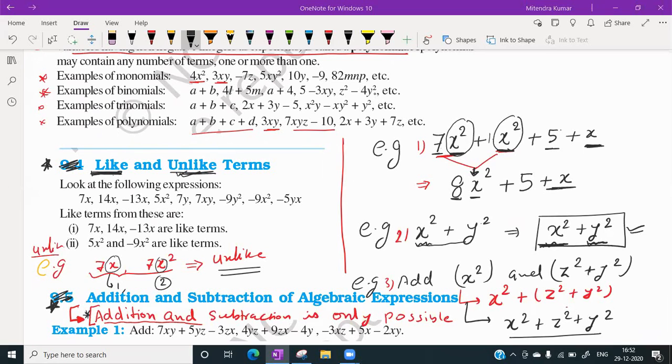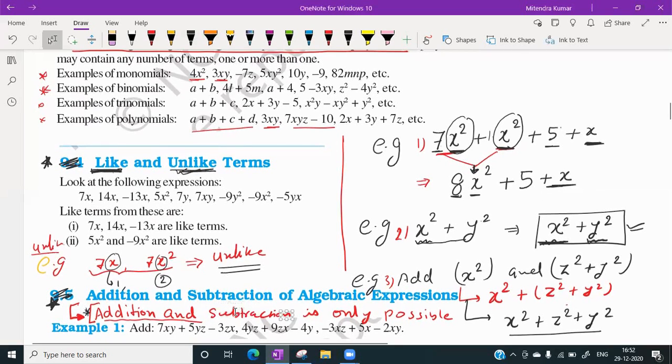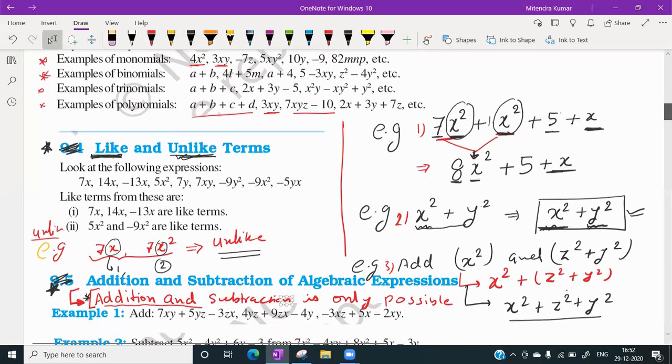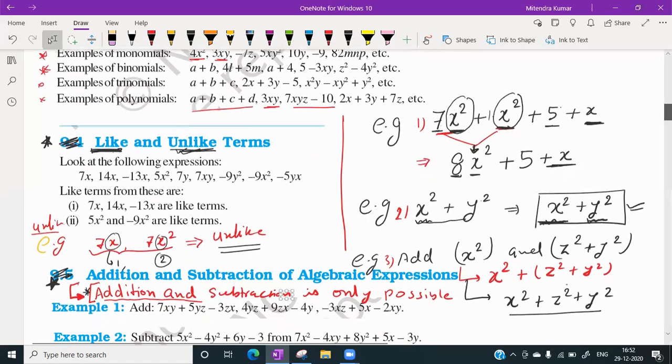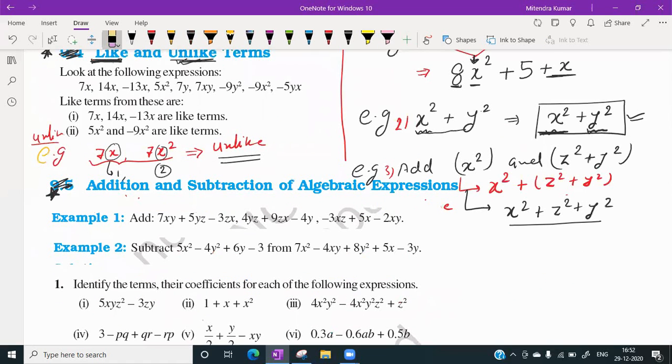So we will do some examples. It will be more clear to everyone. Okay, so write down example. Add. Can you see this example? Let me scroll down. Okay. So I have two examples. First example is add these three expressions. So there are three expressions, one expression, two expression, and three expression. You have to add these three. And in the next example, you have to subtract from this.